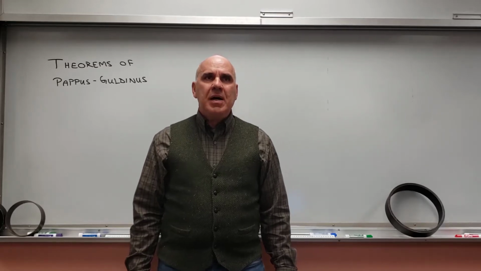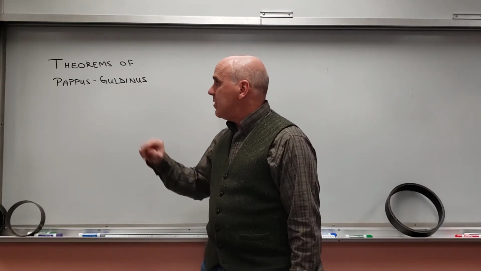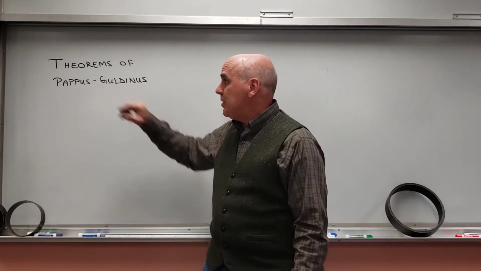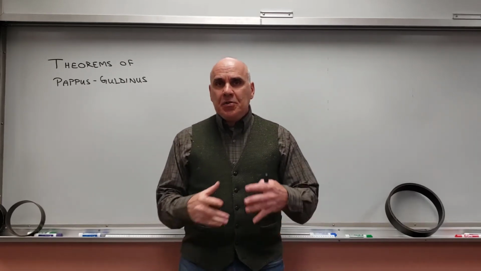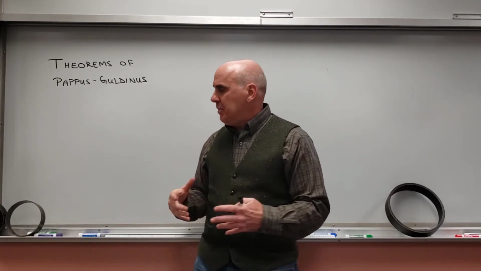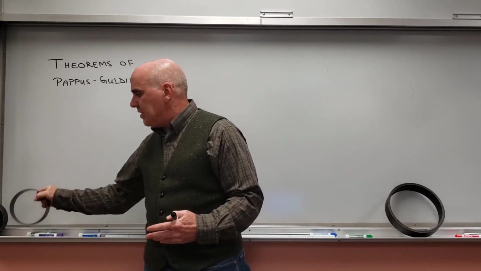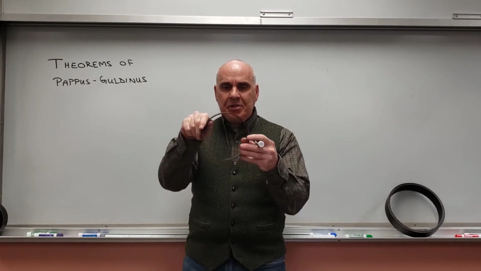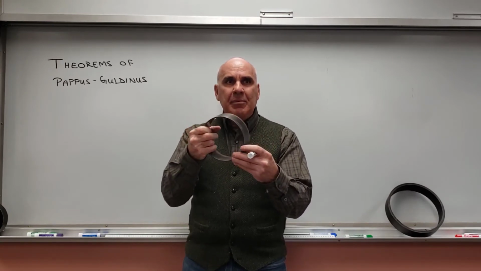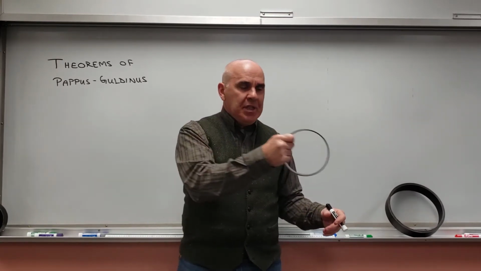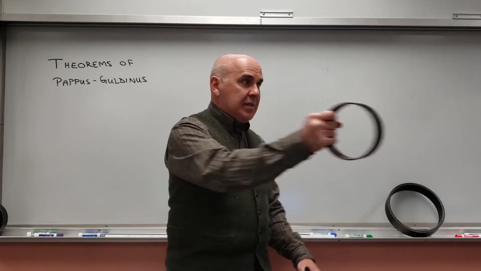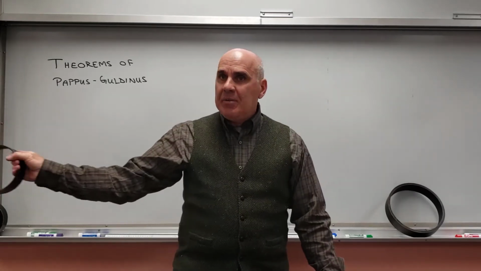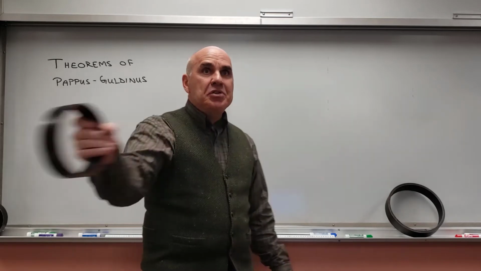Hey everyone, let's talk about the theorems of Pappus-Guldinus, and I apologize if I'm not pronouncing those correctly. These are two theorems that tell us a little bit about what happens if we take an arbitrary curve. In this case, my arbitrary curve is a thin ring, and I'm going to rotate it around a central axis. So I'm going to create a body of revolution.